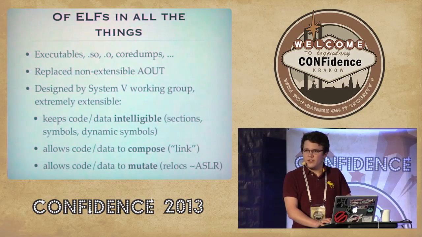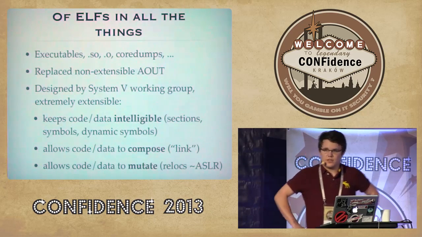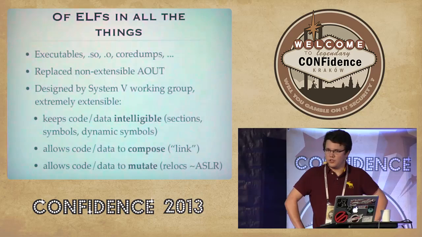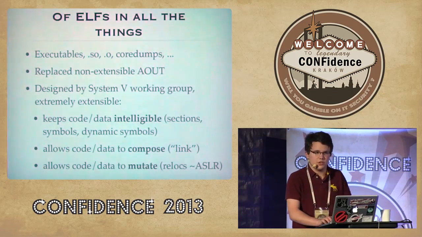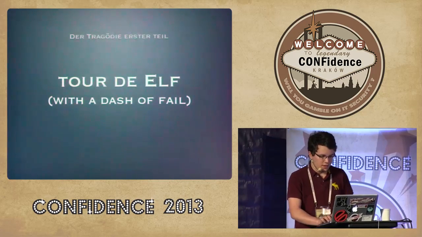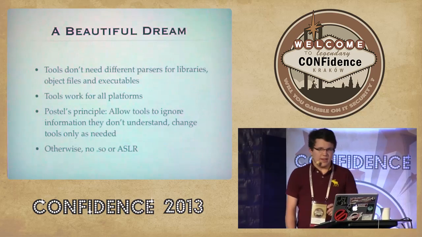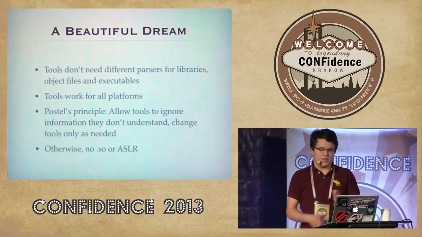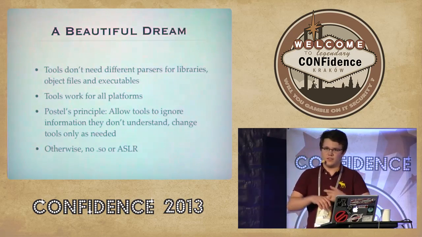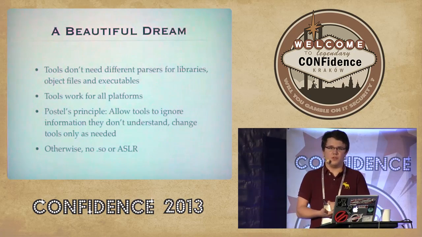And this extensibility also allowed the Unix developers to define new mutations on code, such as ASLR and the relocation process for shared libraries. And the initial vision, as I already mentioned, was that they suddenly no longer need different parsers or different input-output stages for all their different tools.